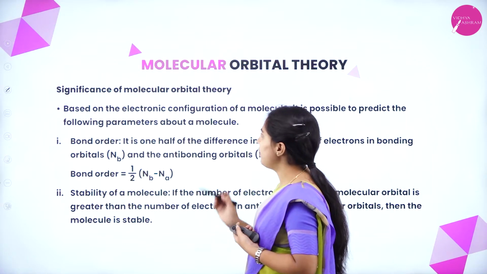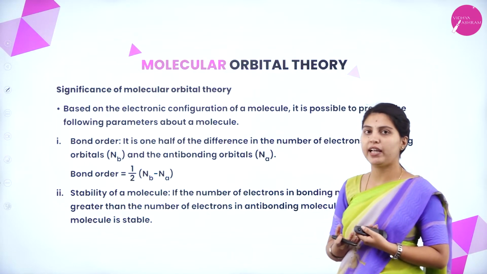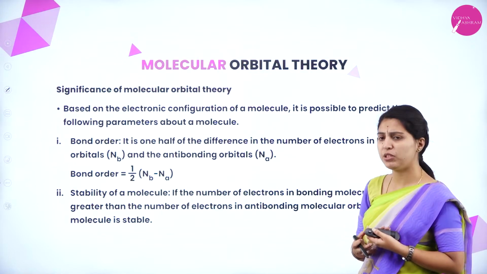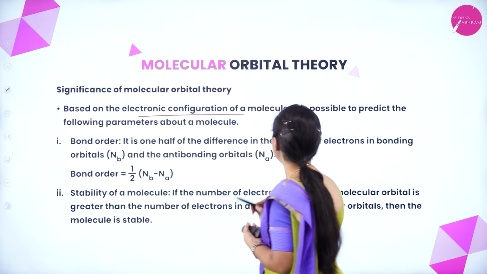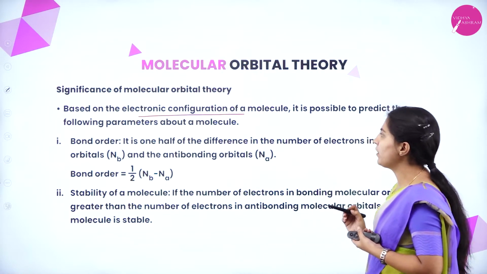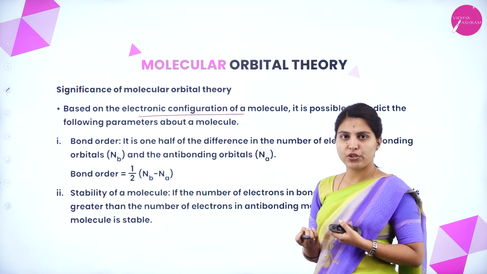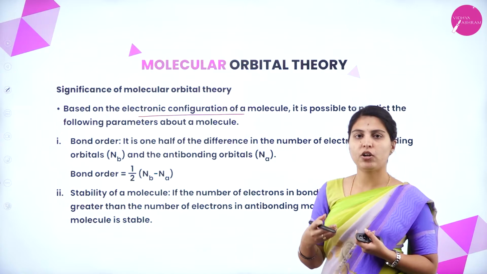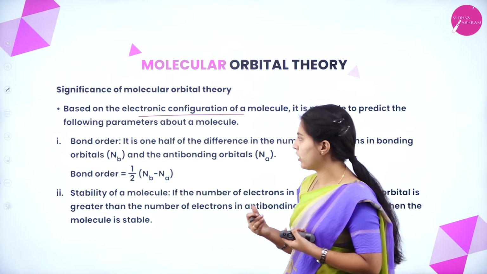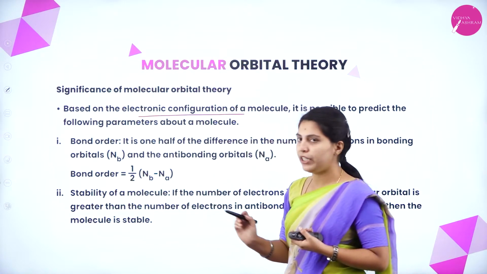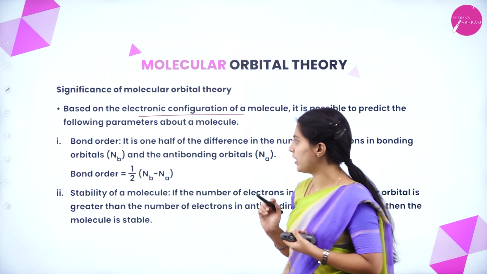Next, significance of molecular orbital theory. If we are writing the energy level diagram of molecular orbital theory, what is the significance? Based on the electronic configuration of a molecule, it is possible to predict the following parameters about a molecule. We write the electronic configuration through the bonding molecular orbitals and the anti-bonding molecular orbitals. Then we will understand the following parameters: bond order, stability of a molecule, and magnetic character.